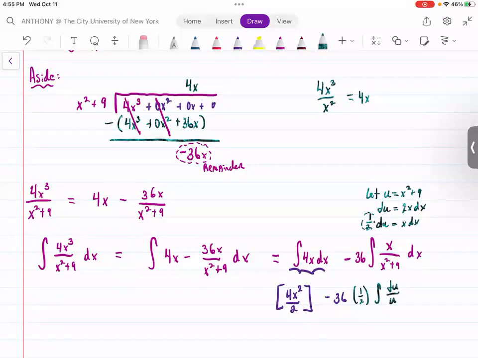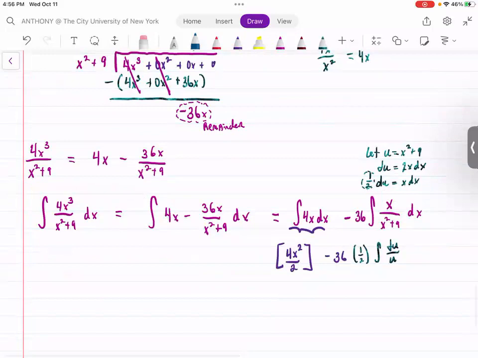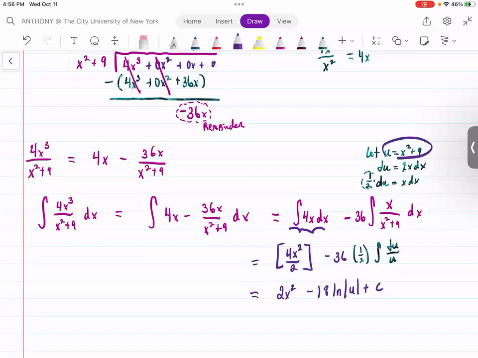But again, if you see du over u, what rule am I applying? ln. Very good. So we have 4x squared over 2, which we can clean up: that's just 2x squared. Negative 36 times 1/2 is just negative 18. So it's negative 18 ln of u plus c. But u was x squared plus 9. So it's 2x squared minus 18 ln of x squared plus 9, plus c.